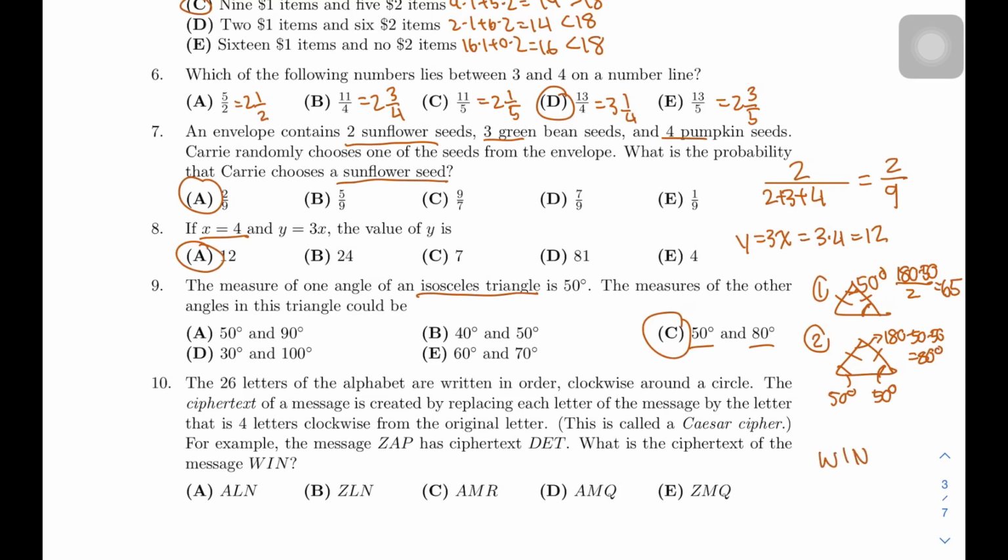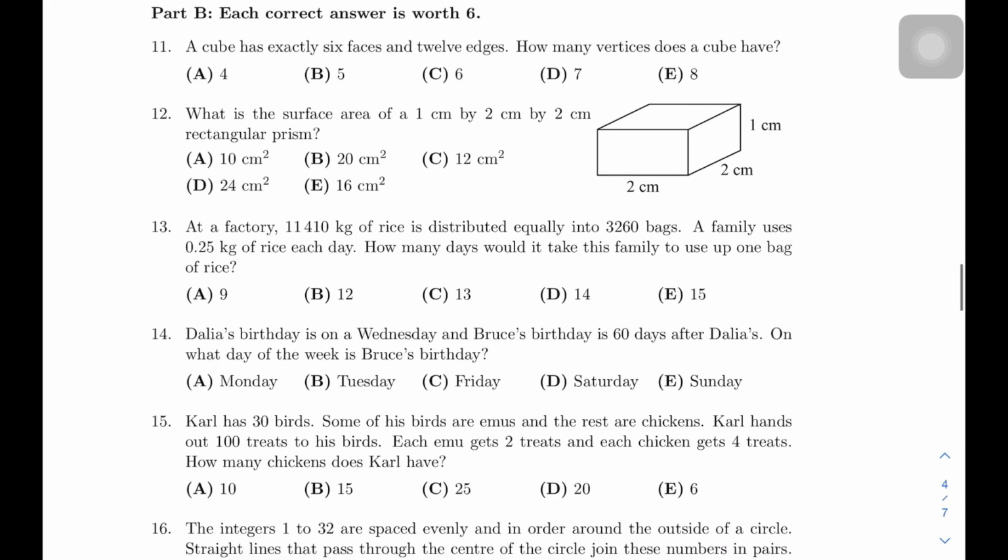So WIN, and then you have 1, 2, 3, 4. So W, X, Y, Z, A. I, J, K, L, M, and then N, O, P, Q, R. So the answer is AMR. So C is the correct answer.